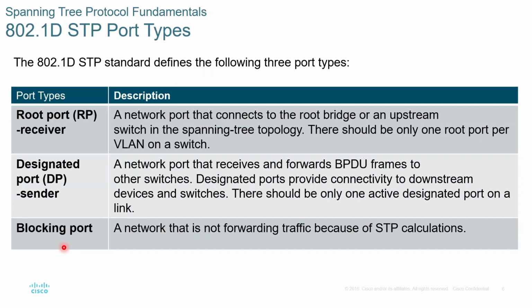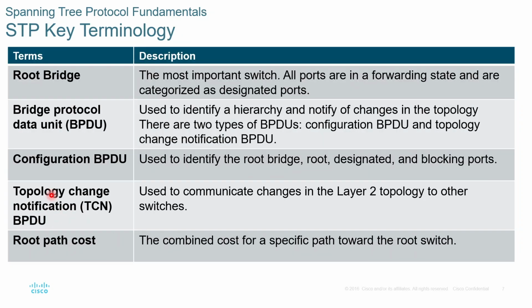Now we have the root port as the receiver, the designated port as the sender, and then the blocking port. I want you to focus on this receiver and sender. Then we have the root bridge, which is the main switch. Then we have the BPDU, what I said about designated port and root port, the configuration of whether I should change or not. Then we have the root path cost, which is the total cost to reach point A from point B, basically how long my PC takes to go to the default gateway, which is the main switch, and send it to the router.